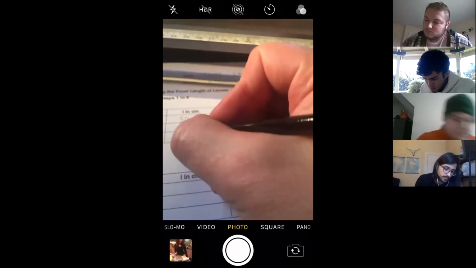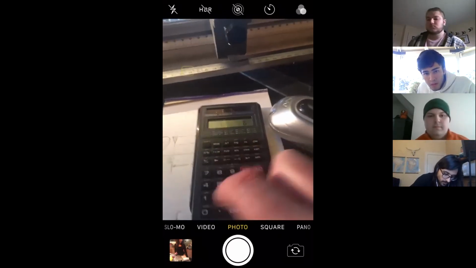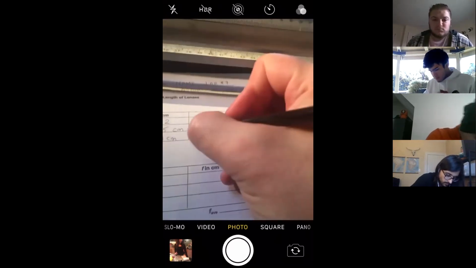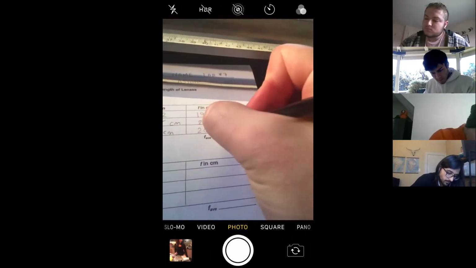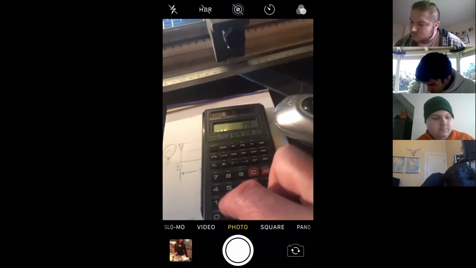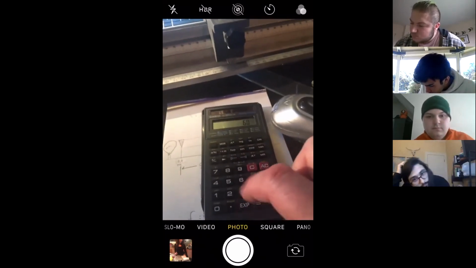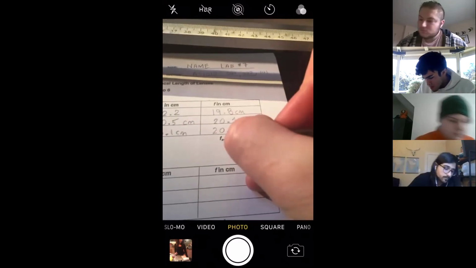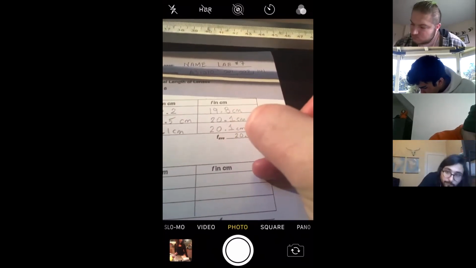So 90.8 minus 60.7 is 30.1. And let's calculate our focal length. I get 20.1 again. Let's take the average of those three. 19.8, 20.1, 20.1 equals, then divide by 3. 20.0. Right?